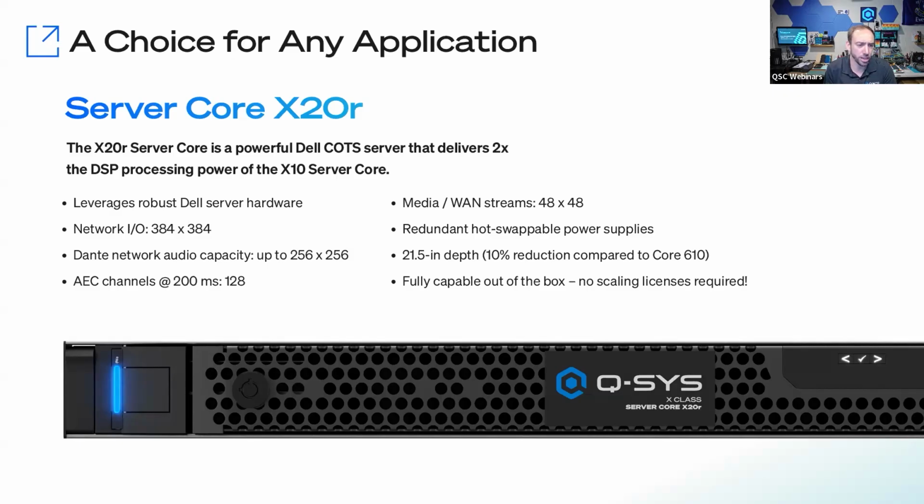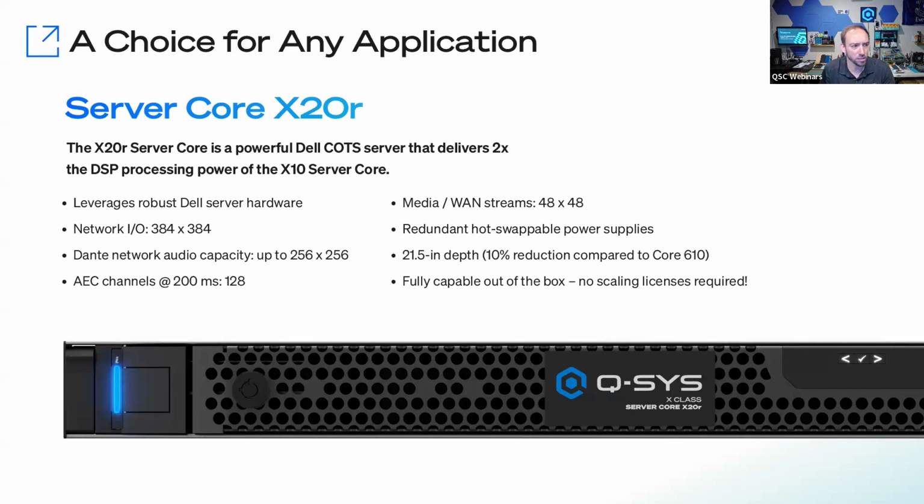X20R has 384 channels, 128 channels of AEC. The big thing here, that little R on the back, you're going to see that again on the next page. So the X20R and the X50R have redundant hot swappable power supplies. What that means is they use Dell's modular power supply technology, and they have 2 power supplies in there. Both connect to 120 volt. If one fails, the system will run off of the other one, and then they're hot swappable, so you can just pull it out, service it without taking the system down.